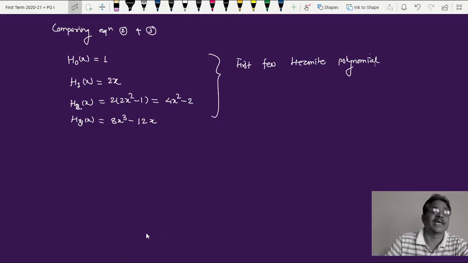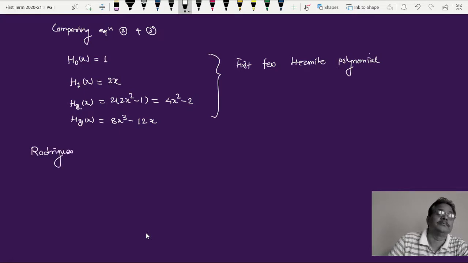Now the second method: Rodrigues formula. Rodrigues formula for this.